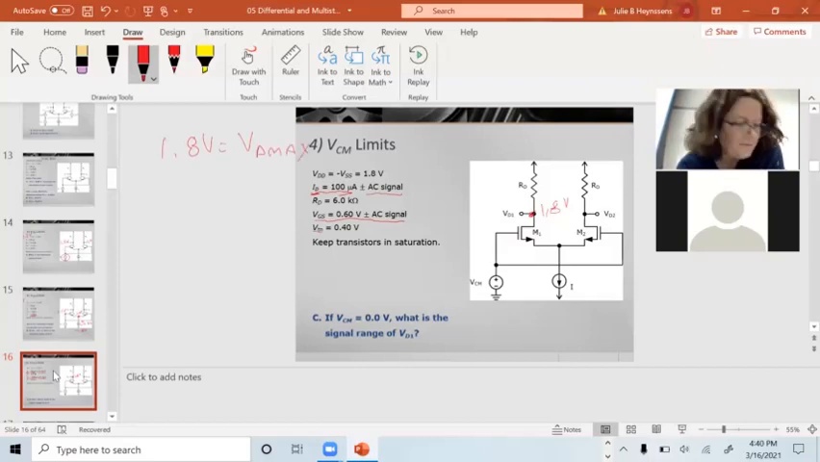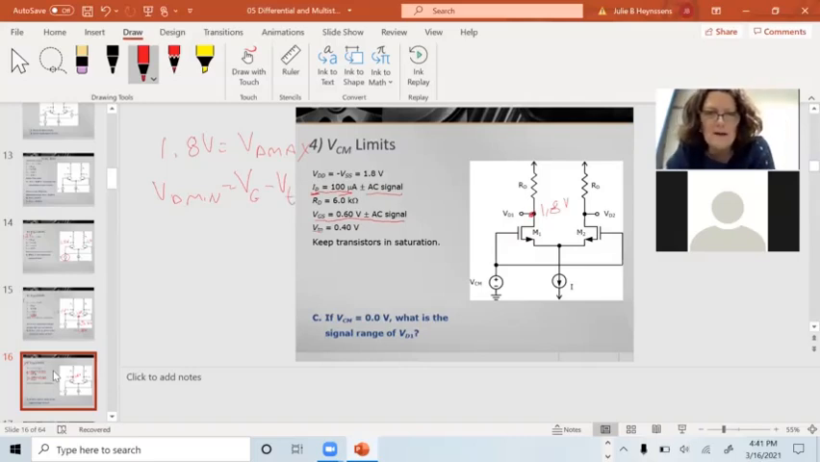Now the minimum value that I can have is going to be determined by when I keep M1 in saturation. So VD min equals VG minus VT. That's the minimum value to keep it in saturation.